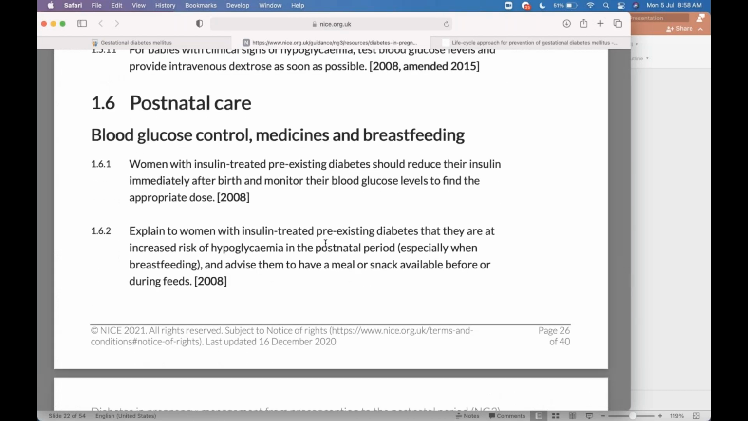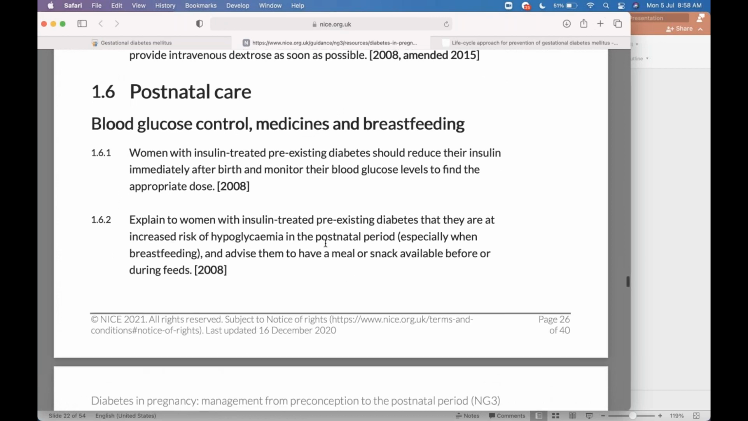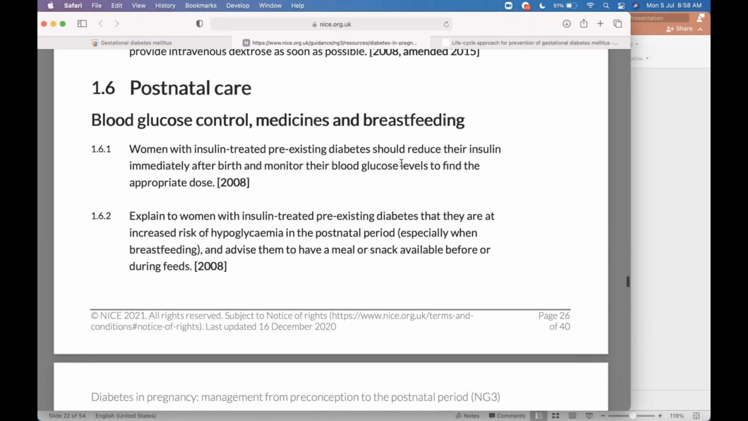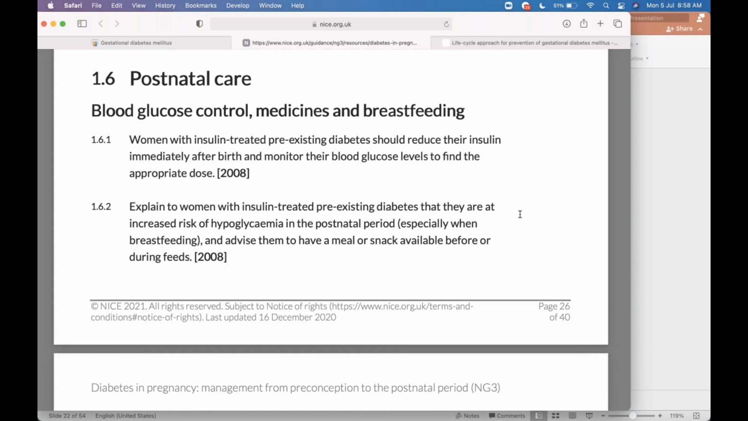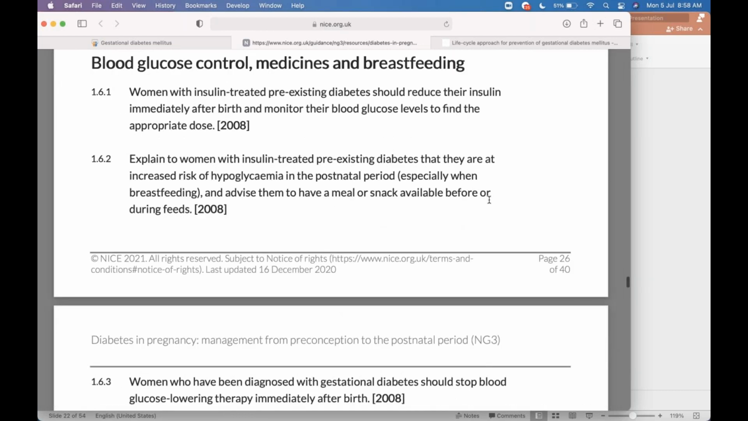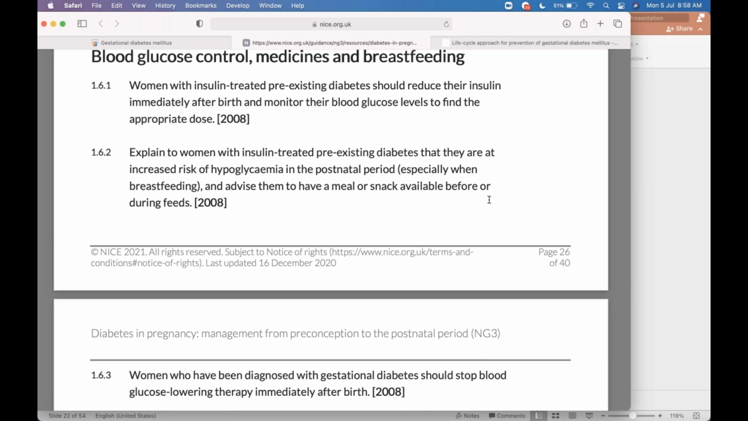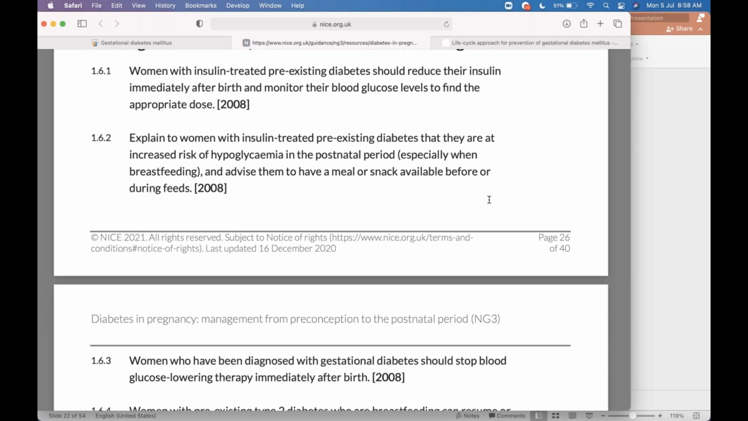In postnatal care, for women who were on insulin, pre-diabetic patients, you will reduce the insulin immediately, because as soon as the baby has delivered, the baby was taking so much glucose from your body that you required more insulin, but now the insulin demand decreases. So you will go down to one-third of the insulin dose. You will decrease the insulin immediately after birth and monitor blood glucose levels.